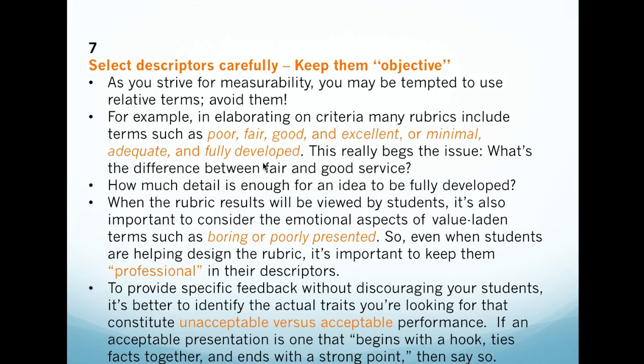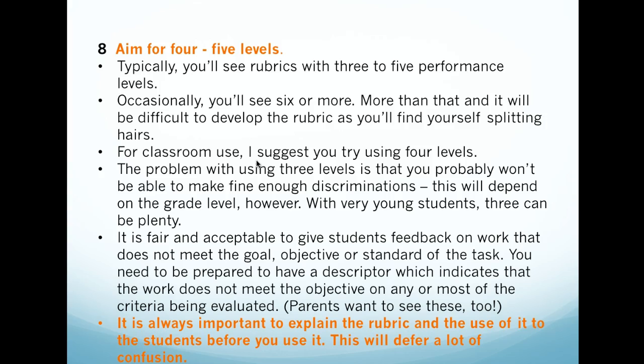You don't know what those words mean. To you, it means one thing. To me, it means something else. So you need specific language on your descriptors to indicate what is acceptable performance, what is not acceptable performance. Aim for 4 or 5 levels. You don't really need more than that. Once in a while you can get away with 3, especially with the little guys. But it's always important to explain the rubric and the use of it to the students before you use it, and this will defer a lot of confusion.